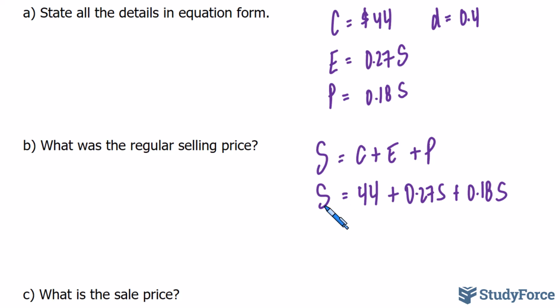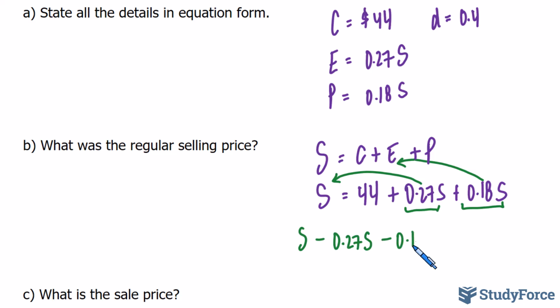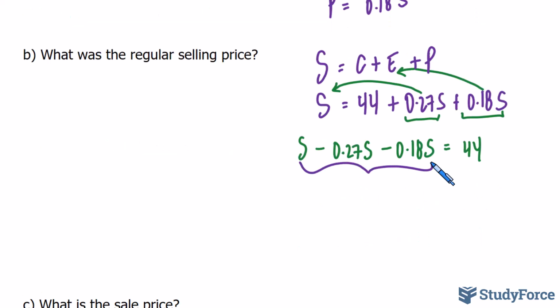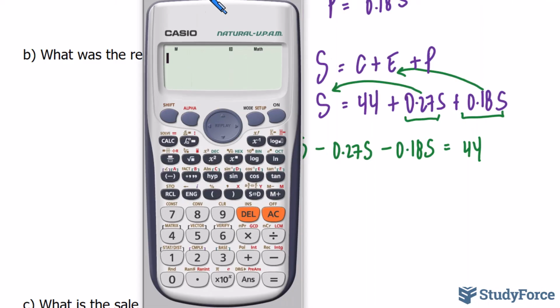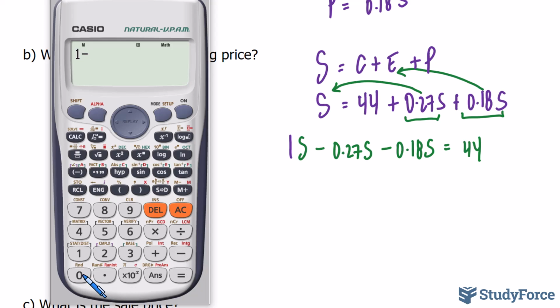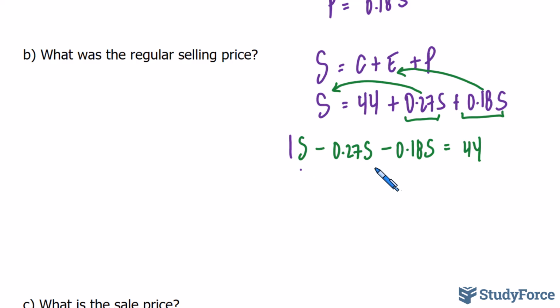So to find out the selling price S, we will move this term to the left side and that term to the left side. We end up getting S take away 0.27S minus 0.18S is equal to 44. To combine these 3 terms algebraically, remember there is an invisible 1 in front of the S, so that's the coefficient of that first term. And we'll take 1 take away 0.27 take away 0.18. We can do this because it's no different than factoring out an S and you being left with 1 take away 0.27, take away 0.18, and so on.